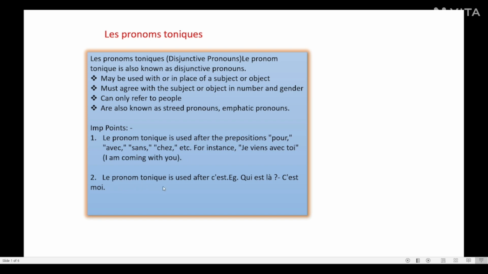Now, le pronom tonique is used after c'est. For example, qui est là? Who is there? C'est moi. It's me. So in short, we can use the pronom tonique to give short answers.